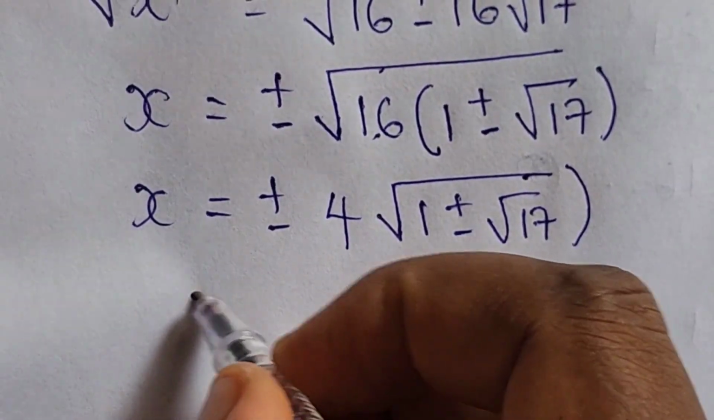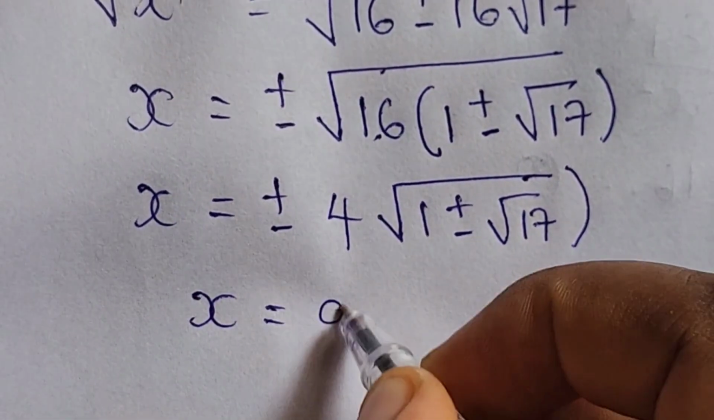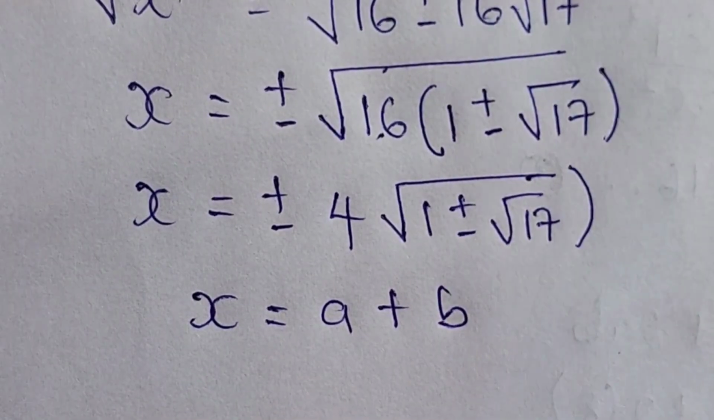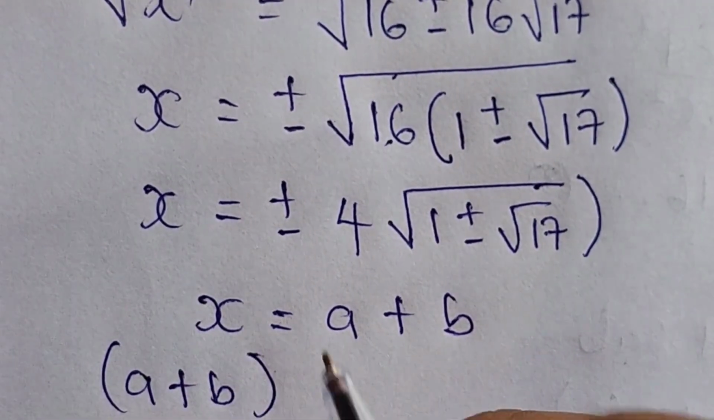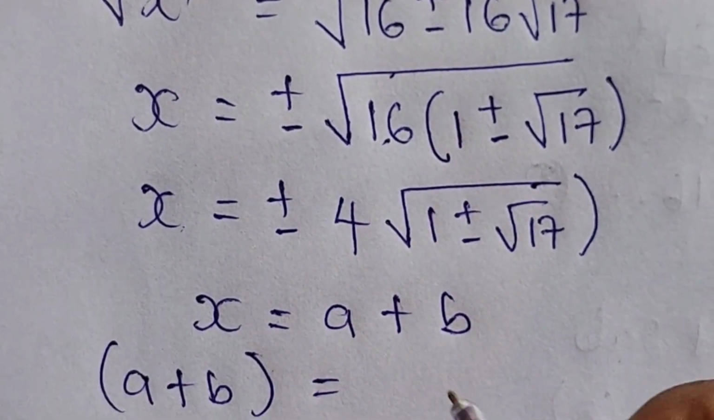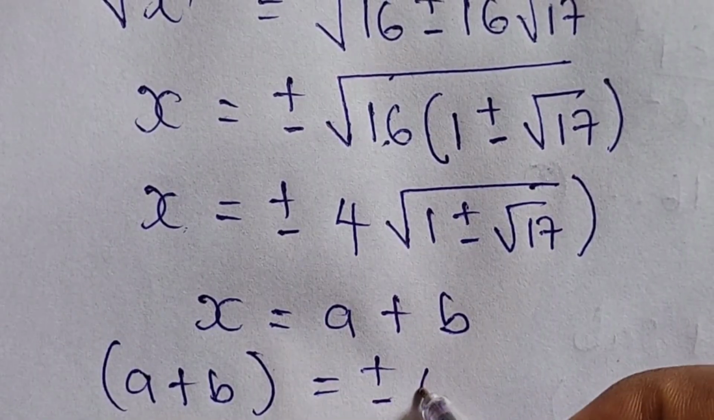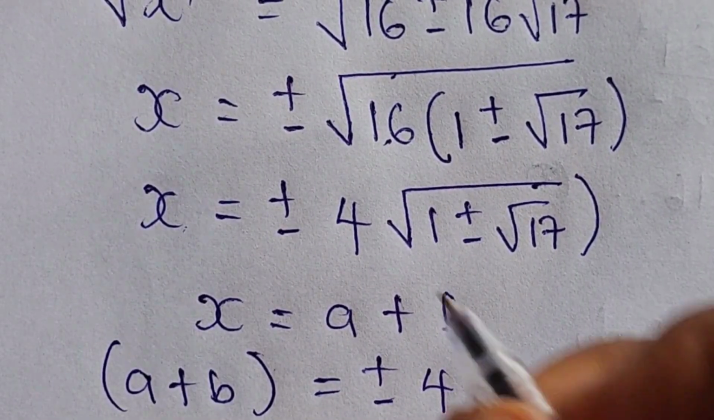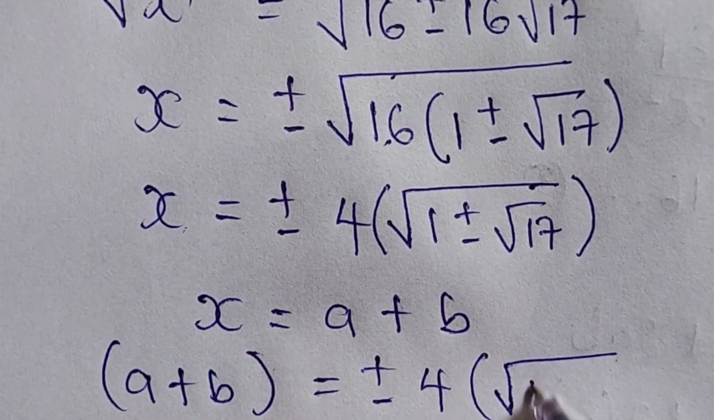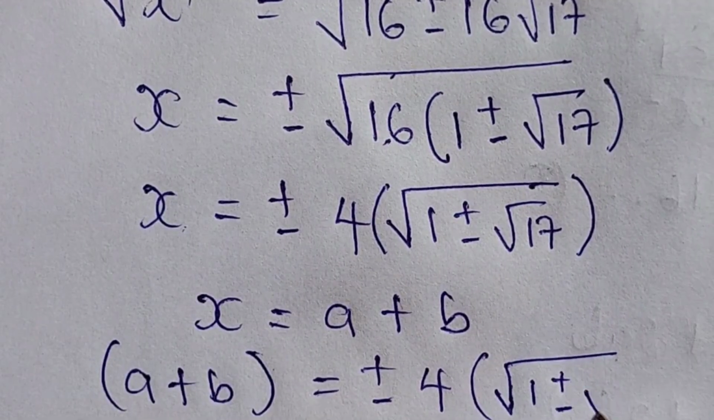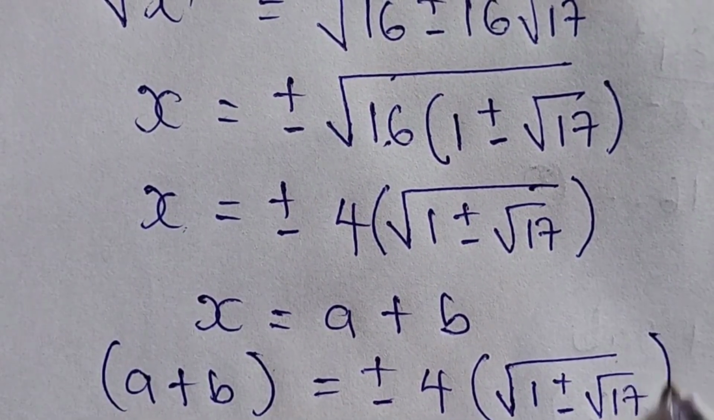But let's recall that our x is equal to a plus b. So a plus b is equal to plus or minus 4 times root 1 plus or minus root 17.